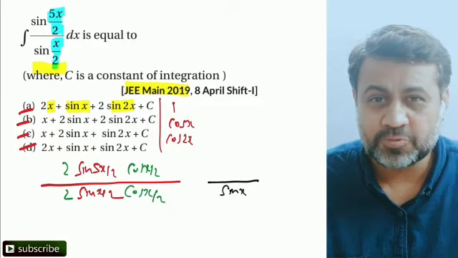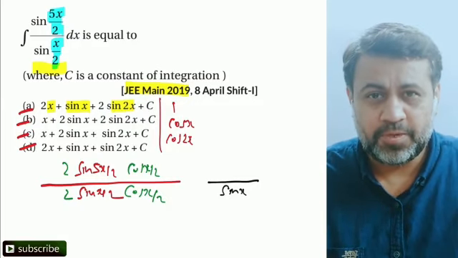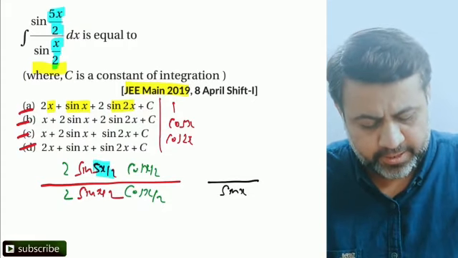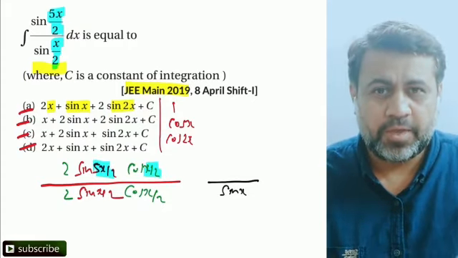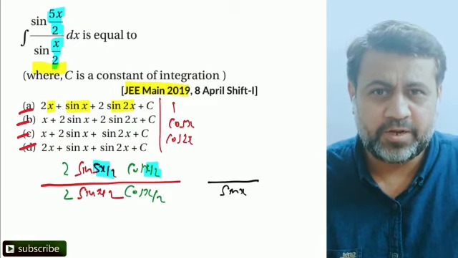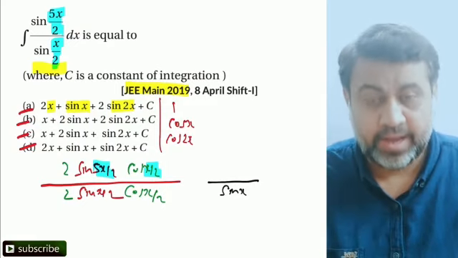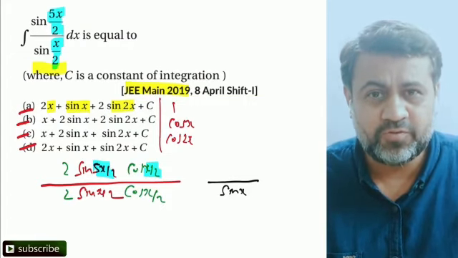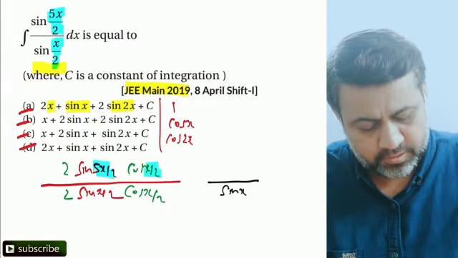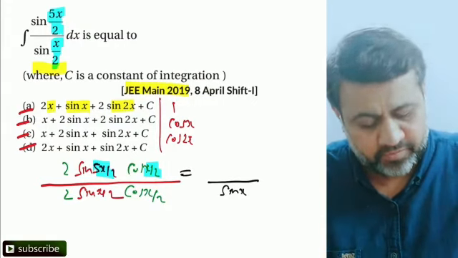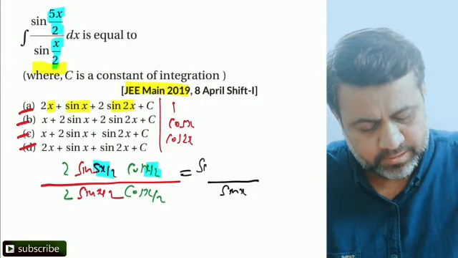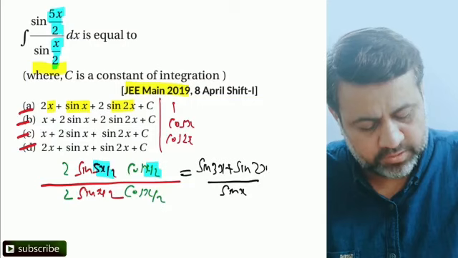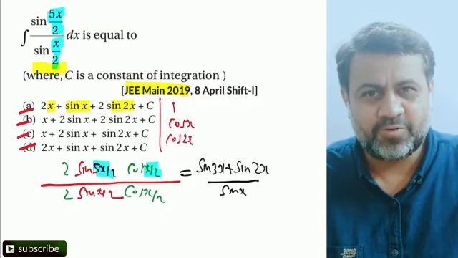What is 2 sin A cos B? Sin(A+B) plus sin(A-B). Here A is 5x/2 and B is x/2. So A plus B, 5x/2 plus x/2, is 6x/2 which gives you 3x, and A minus B, 5x/2 minus x/2, is 4x/2 which gives you 2x. So applying the 2 sin A cos B formula, we get sin 3x plus sin 2x, divided by sin x.